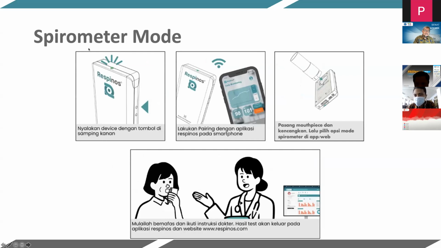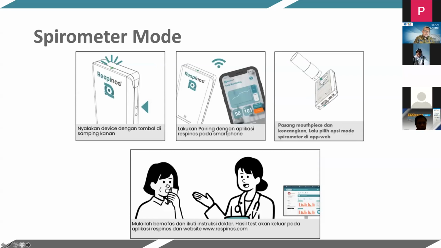And this is spirometer mode. The first step is the same: you turn on and then pair, and then you connect the mouthpiece and then you do measurements under supervision of the doctors. And the result you can see on the dashboard.